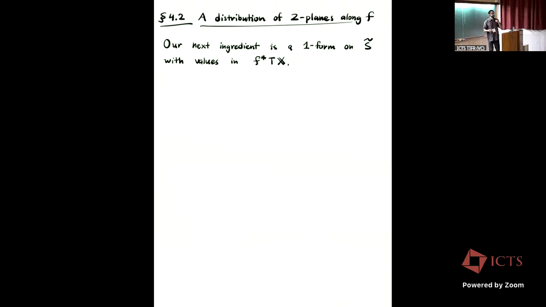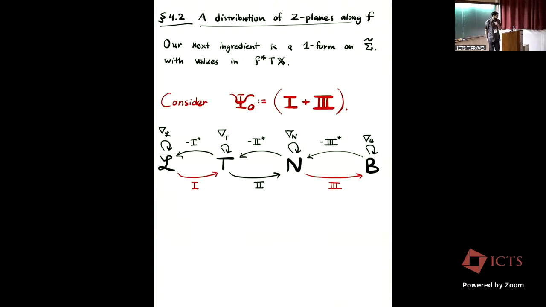So the next ingredient is a 1-form on the universal cover that takes values in the tangent bundle of the symmetric space along F. Okay, what is this guy? We call him psi naught. You take the sum of the first and third fundamental forms.